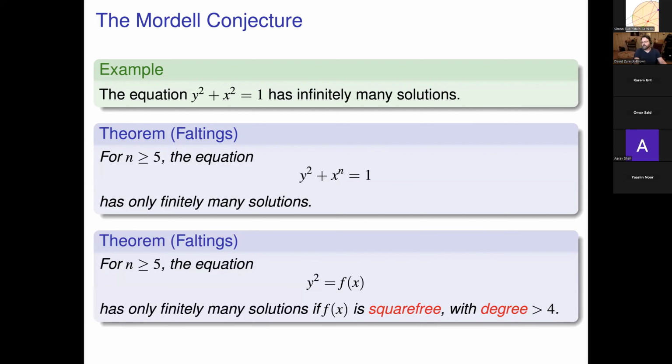More generally, and then I'll work up to what the full statement is, the x isn't that important. If you take y squared equals some polynomial, and when you factor that polynomial, there are no repeated roots. So that's what square free means. When you factor it, you get no squares in the factorization. And if that polynomial has degree at least 4, then this fixed particular equation has finitely many solutions.